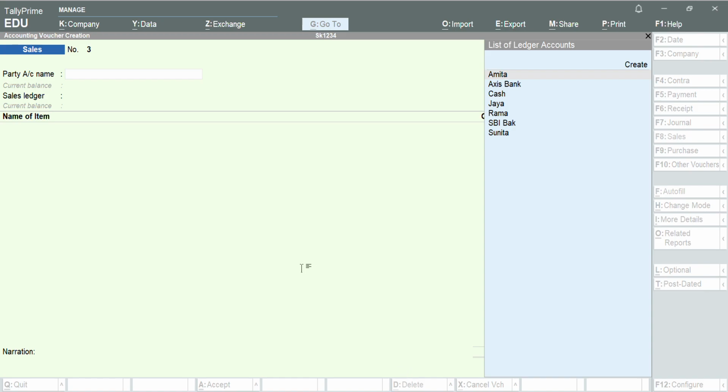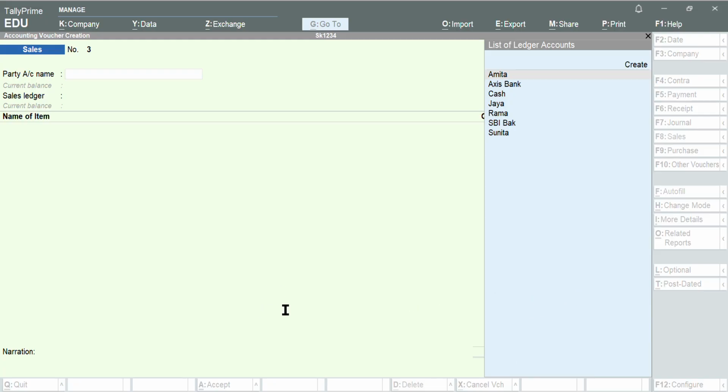Okay, next is goods purchased from Jaya. This is the transaction. Goods purchased from Jaya. Pathani suit, 100 units at 1000 each, and smart casuals, 50 units at 900 and 12% IGST. Okay, so let us record this.